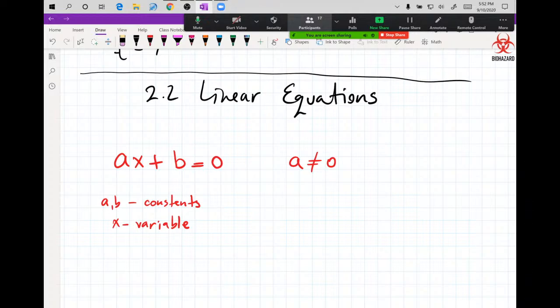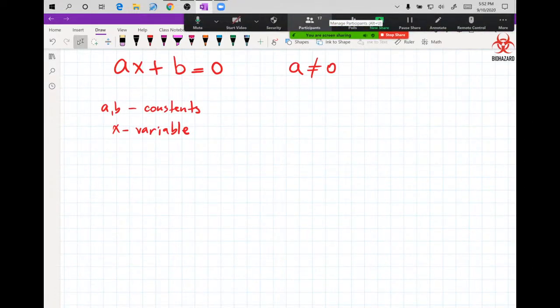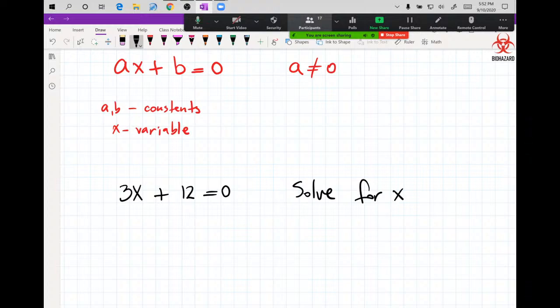Today is more about calculations, more about figuring out order of operations and all of these things. So let's say that we have an equation that says 3x plus 12 equals 0. And we want to solve for x. How do we achieve that in this case? Excellent. We are going to subtract 12, and then we're going to deal with the 3, and then x will be alone.